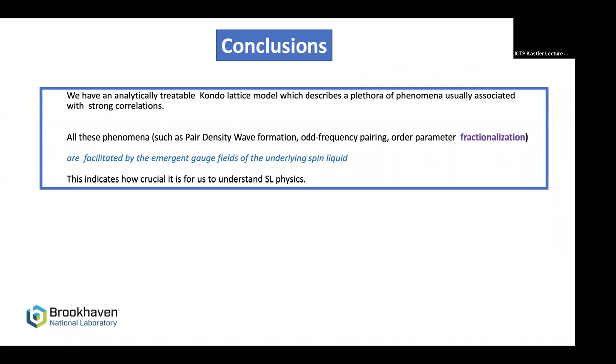So we have an analytically treatable Kondo lattice model in three dimensions, I would like to emphasize, which describes a plethora of phenomena usually associated with strong correlations. All these phenomena, such as pair density wave formation, odd frequency pairing, or order parameter fractionalization, are facilitated by the emergent gauge fields of the underlying spin liquid.